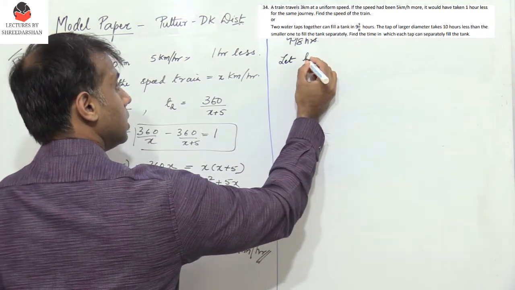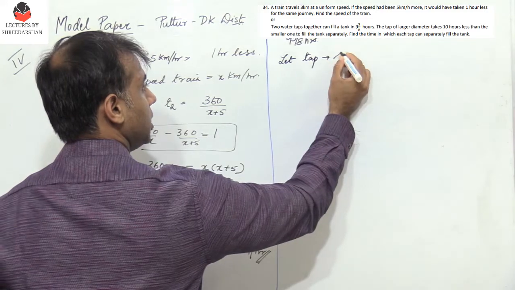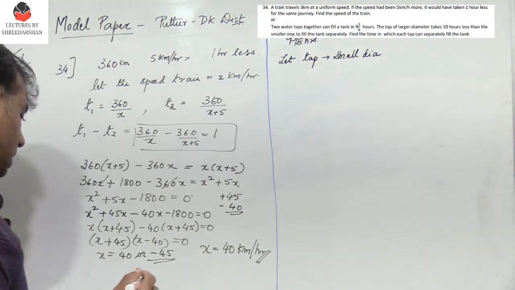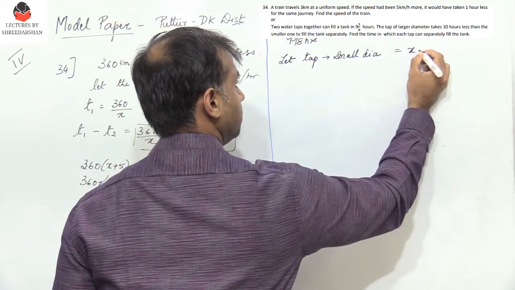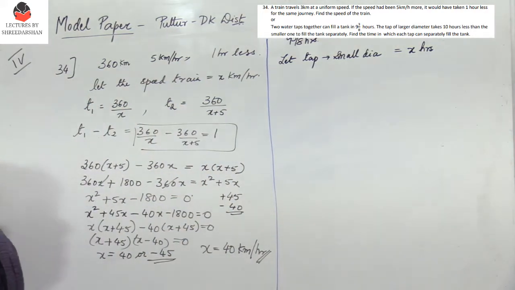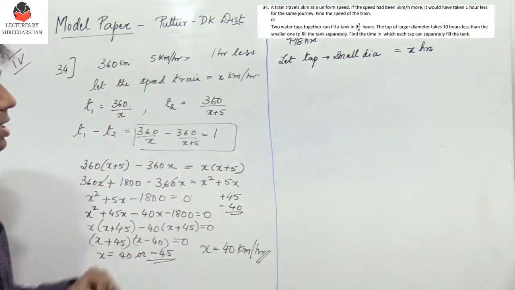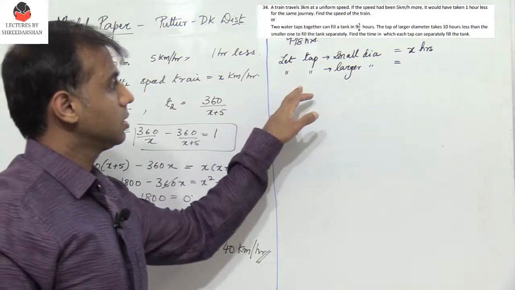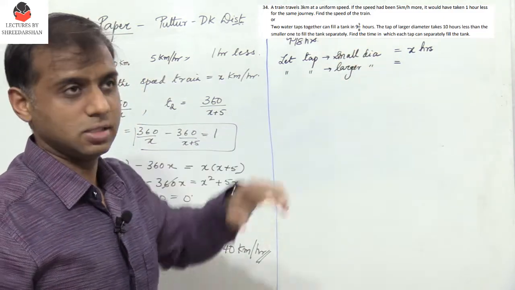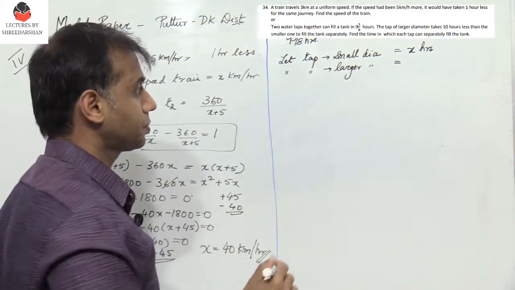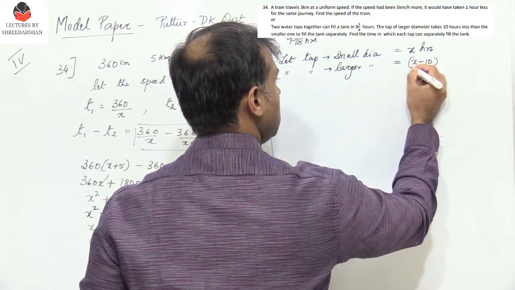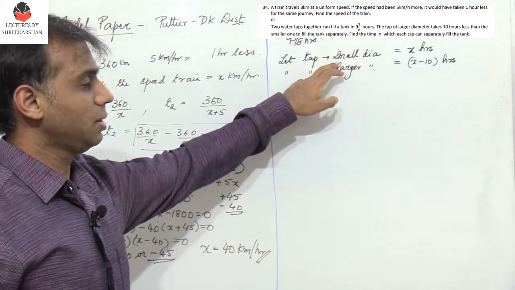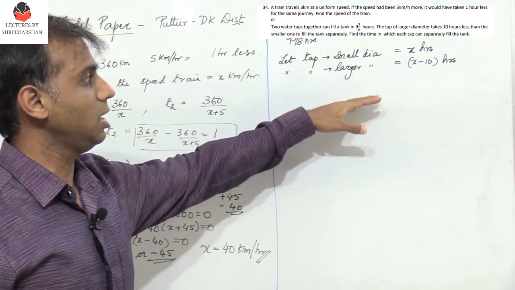Let the tap with the smaller diameter. Okay, so you have two taps, one with the larger diameter, one with the smaller diameter. Let it take x hours to fill the tank. Right, so you only have the tap with the smaller diameter, it takes x hours. Alright, so it has been given that the tap with the larger diameter takes 10 hours less than the tap with the smaller diameter. So this takes x minus 10 hours. Right, so if I only use the tap with the smaller diameter, it takes x hours. The larger diameter, it takes x minus 10 hours.